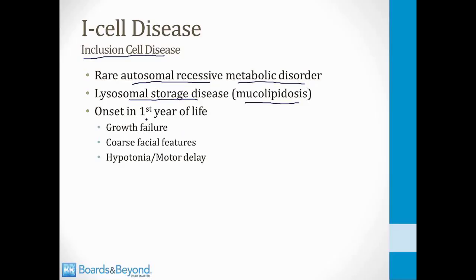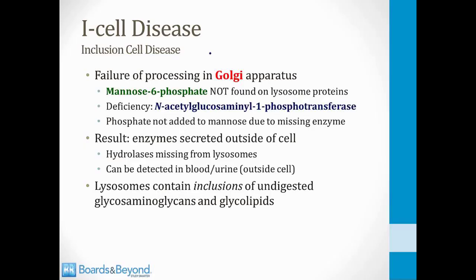The onset of the disorder is in the first year of life. Children with this condition have growth failure, they have coarse facial features, and they also develop hypotonia and motor delay. You can think of I-cell disease as a Golgi apparatus disorder. It's caused by a failure of processing in the Golgi apparatus. In I-cell disease, mannose-6-phosphate is not found on proteins that need to go to the lysosome.